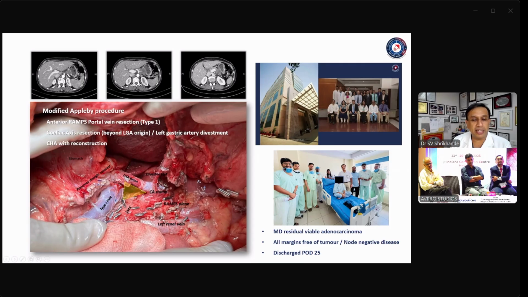You can see this case of a celiac axis with a tumor involving proximal common hepatic artery, involving the whole of the splenic artery and coming almost to the root of the celiac axis. But at the end, no residual viable tumor, but all margins free, node negative. This lady is doing well for over a year and a half now.